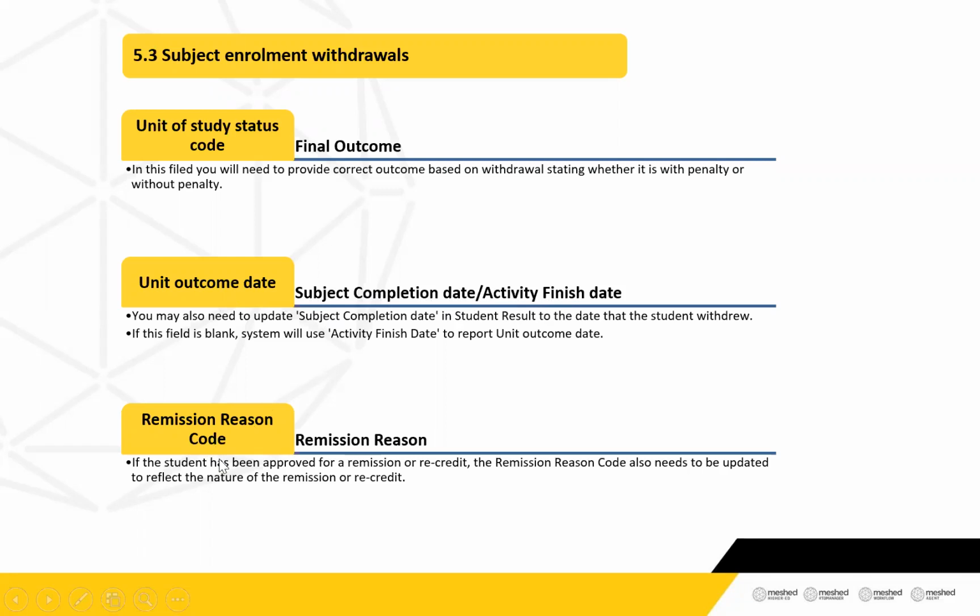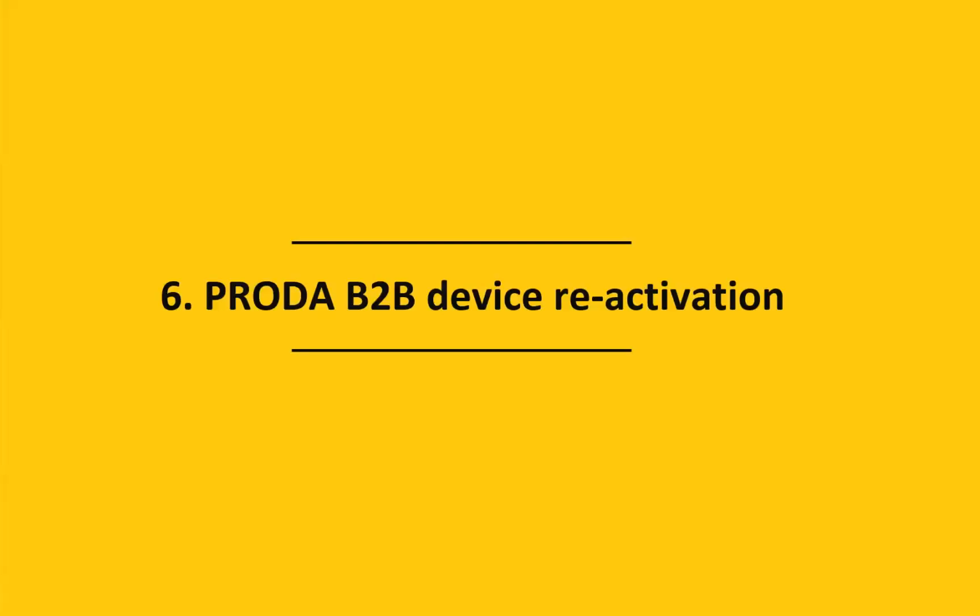Then last is remission reason code. You have to provide it if the student has received any remission or recredits for that subject enrollment or for that withdrawal. Okay. Once all this data is updated, just make sure you go to the Mesh TCSI reporting page and click on the update sync option to report this withdrawal. So that's how you are supposed to report withdrawals to TCSI. Now this is all about the rules for unit enrollment reporting.